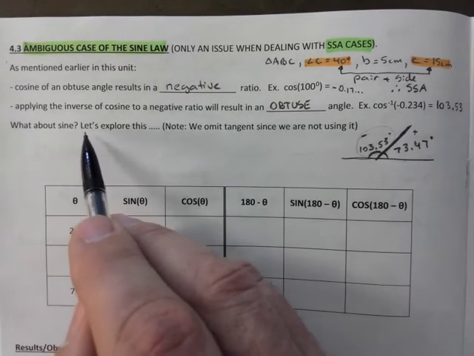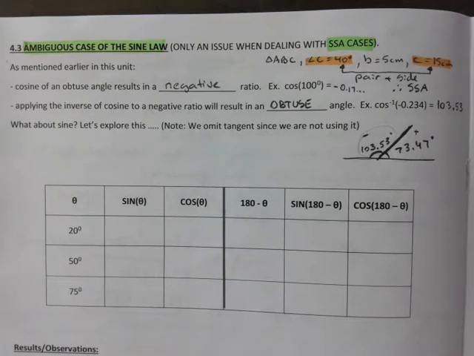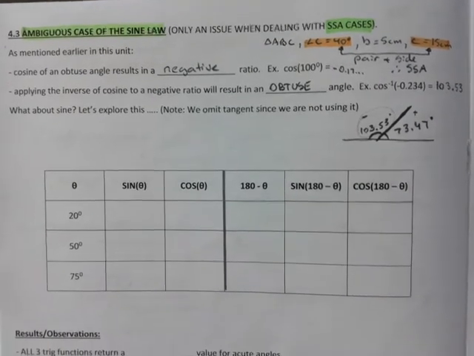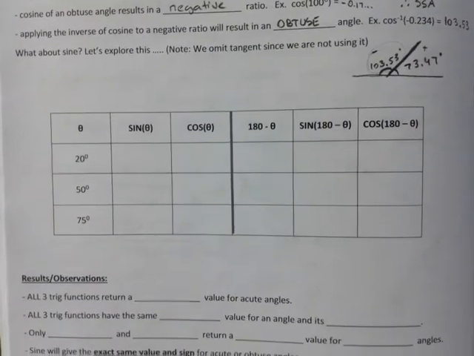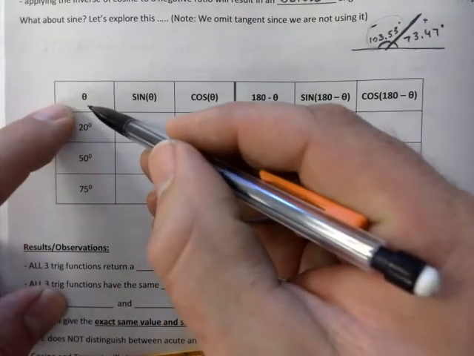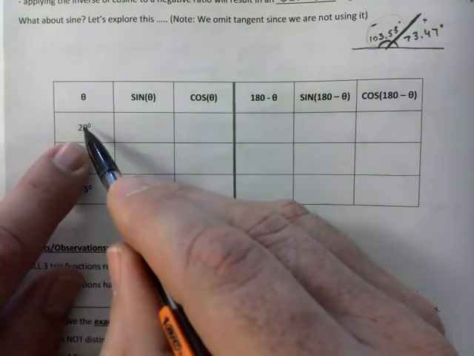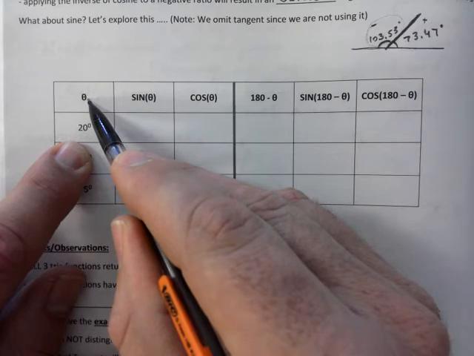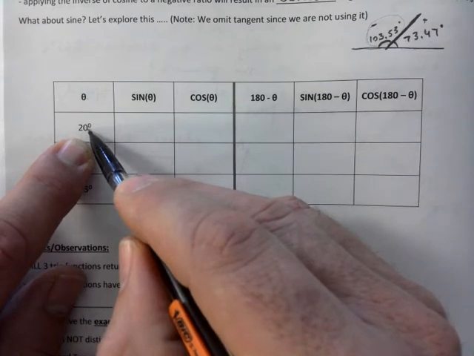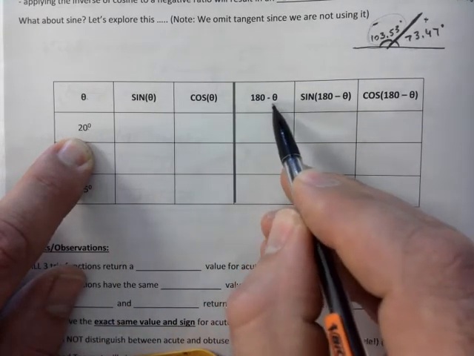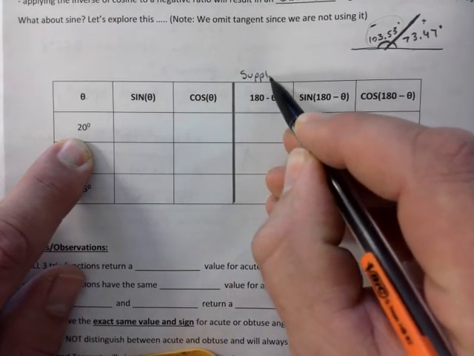What about sine? Let's explore this. We omit tangent since we're not using it, right? So you could have a chart like this, and the book does have the tangent ratio, but we're just going to look at sine and cosine. So what is this weird looking graph here? We're going to go through a bunch of scenarios. I give you a bunch of angles here. Let's figure out if theta, you remember the variable theta, that's just the variable for angle, right? If theta is 20, then what is this saying here? 180 minus theta. That is actually called the supplement, right? We're finding a supplement. Write that down at the top.